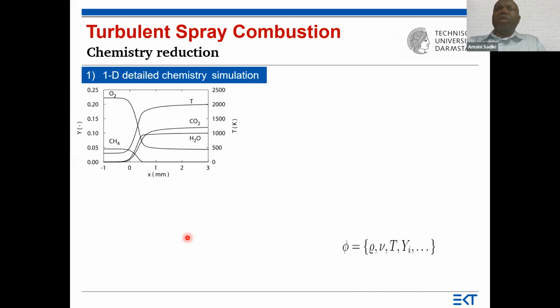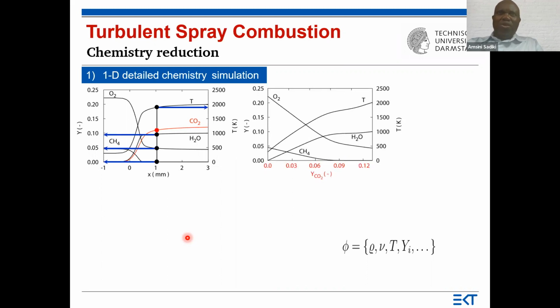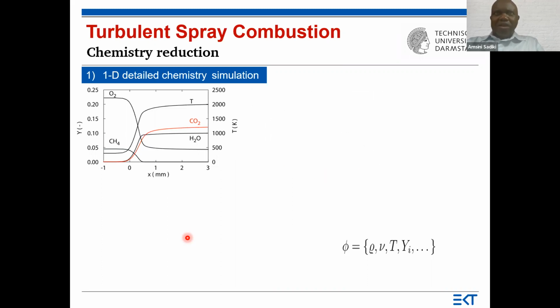This is why we try to reduce the chemistry. And one way to do it is the 1D detailed chemistry simulation. And here I try to show how we do it. So we have this chemistry: we have methane, and we have oxygen, and the mix. We have here the reaction, the temperature is increasing, and we have production of CO2 and also of water. And we try now to reduce it.